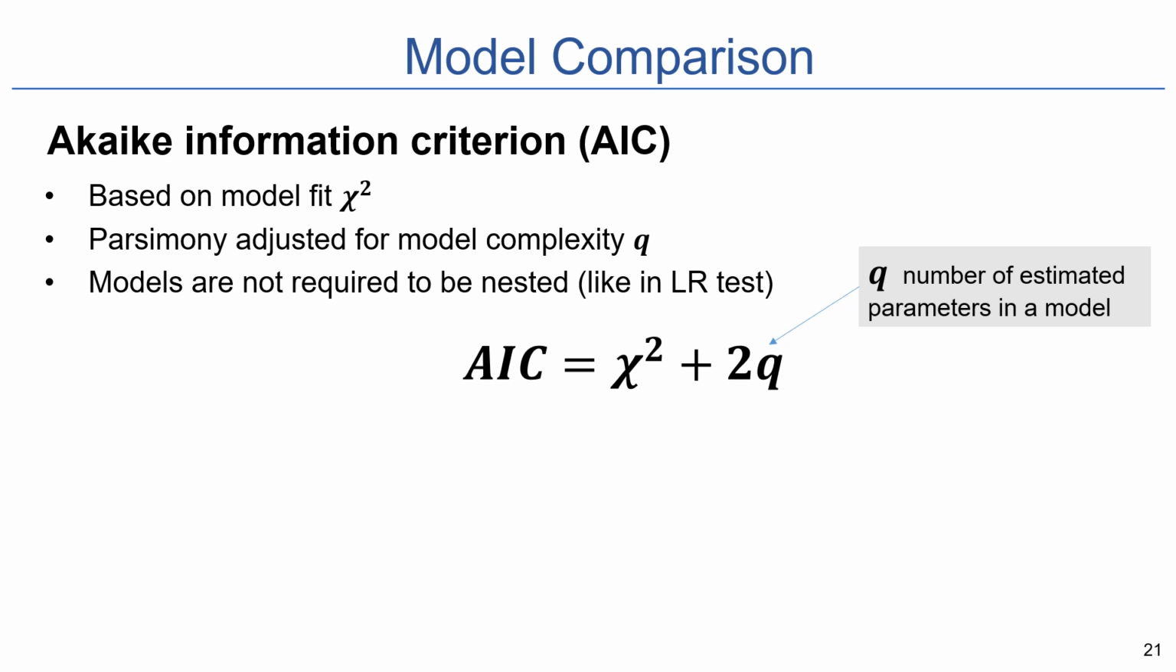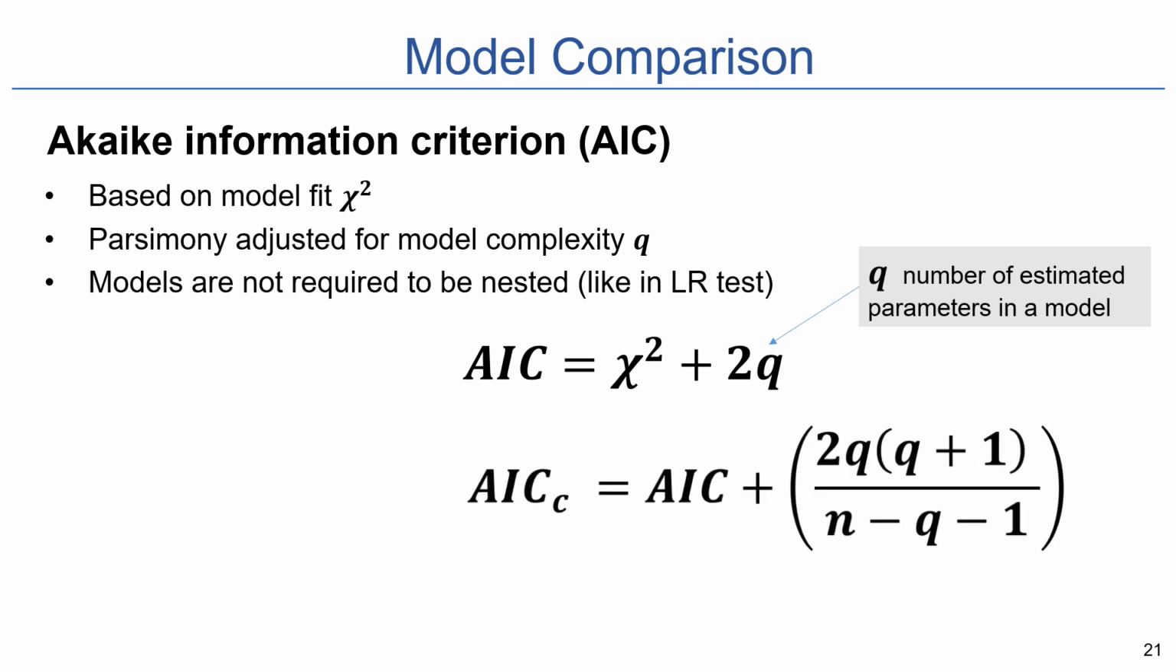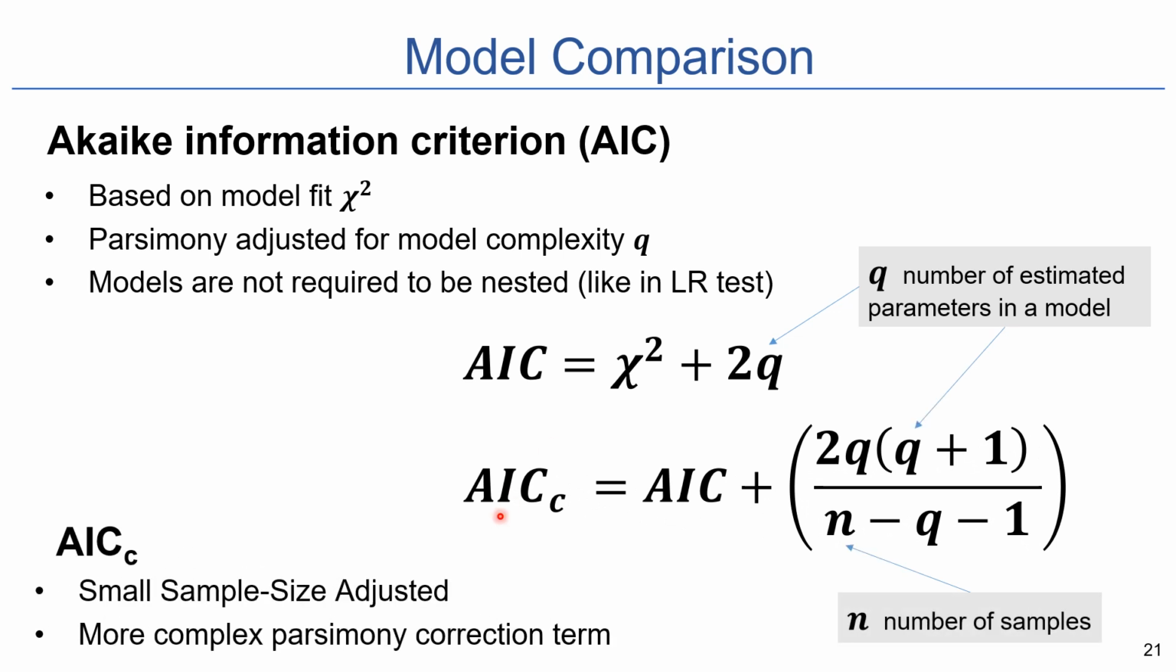But the AIC is an asymptotic property, and this means that it is true when the sample size becomes larger. That's why it makes sense to adjust it for the sample size in small samples. And for this, we can use the AICc, with lowercase c, which is corrected for the small sample size. And you can see that in the quantification of this index, we have the number of samples included. Also, from this formula, you can see that it has a much more complex parsimony correction term in comparison to the AIC here.